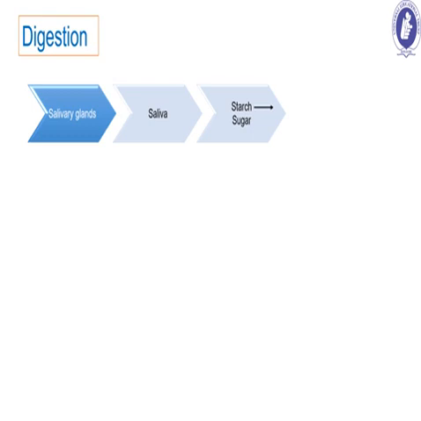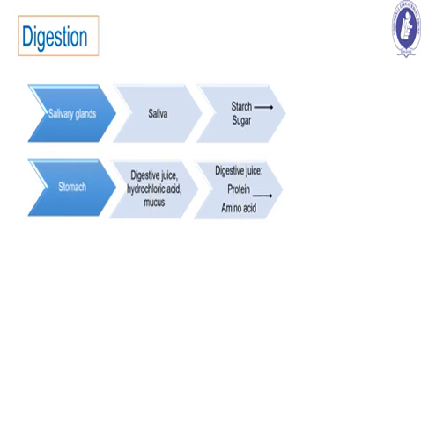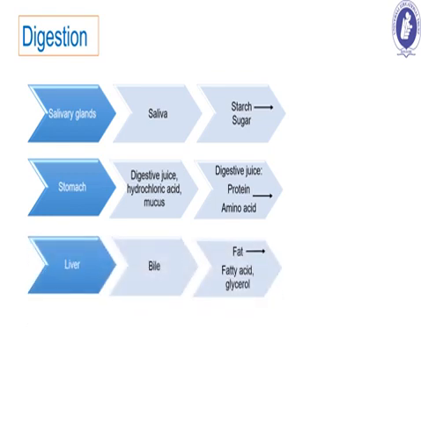Let us try to understand how the substances are broken down during digestion with the help of digestive juices. Salivary glands present inside the mouth secrete a juice called saliva. Saliva helps in breaking down starch into sugar. The stomach is a J-shaped muscular organ. It secretes digestive juice, hydrochloric acid, and mucus. Digestive juice, also called gastric juice, helps in breaking down proteins into amino acids.